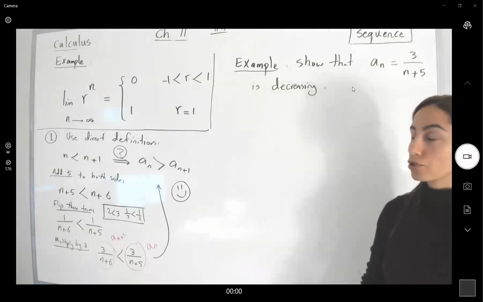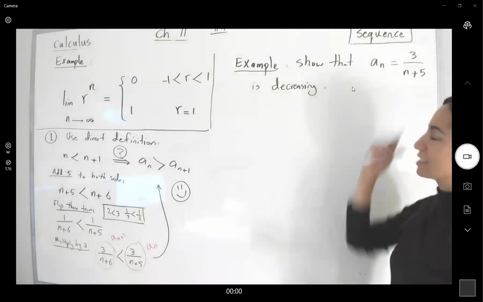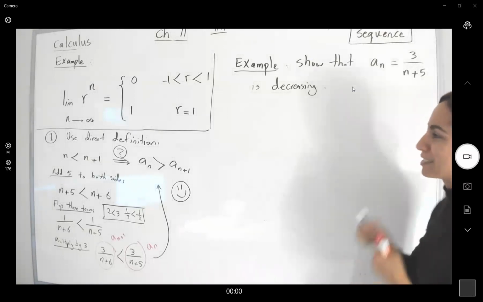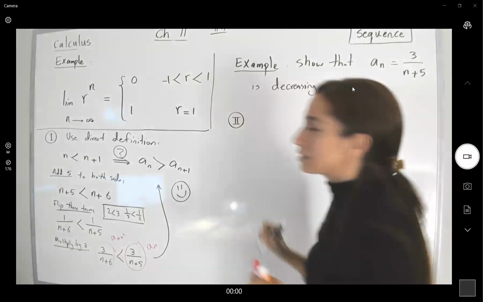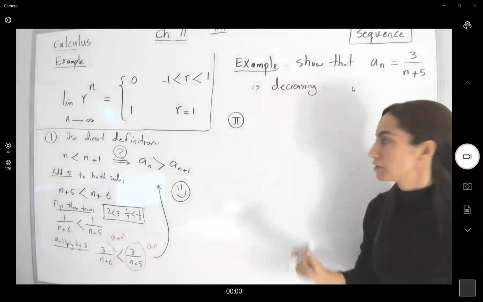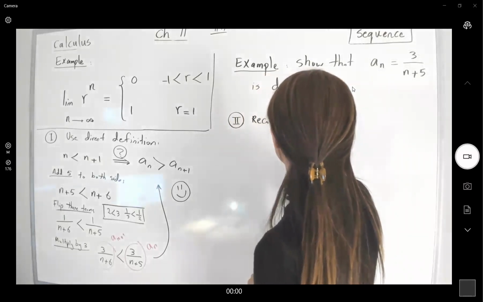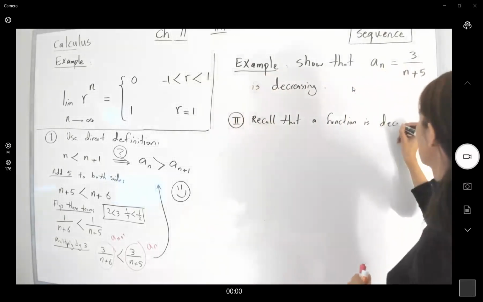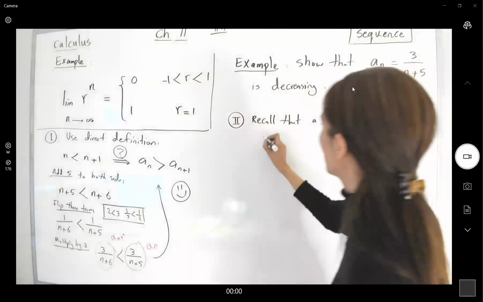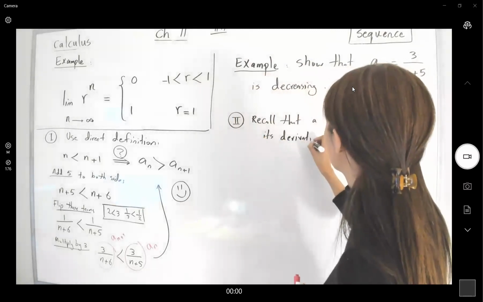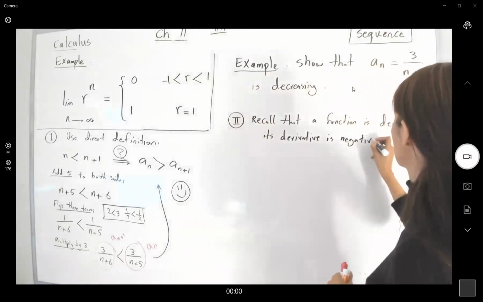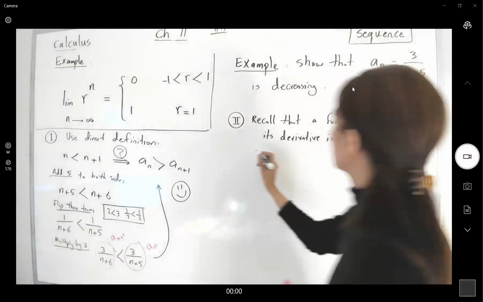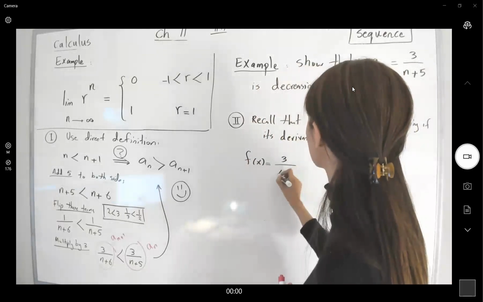Now, the second approach. Remember that I kept telling you, guys, this is your actual function that you learned in elementary calculus. In elementary calculus, they say that a function is decreasing if its derivative is negative. I'm going to take the derivative of this function and show that the derivative is negative on its domain. So f of x is equal to 3 divided by x plus 5.